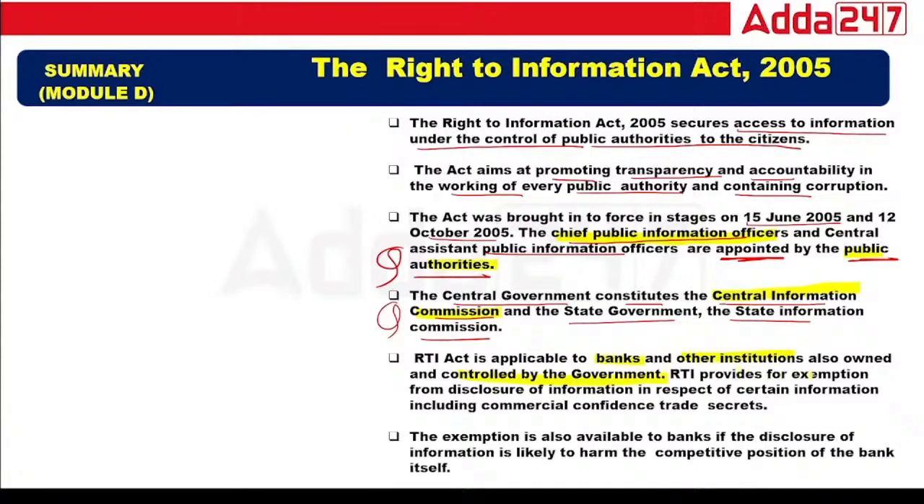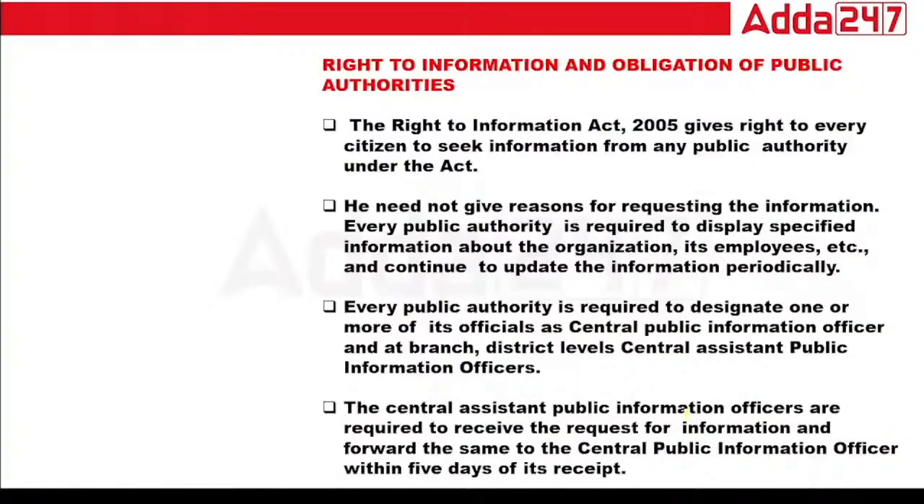And RTI provides exemption. It means we cannot ask for disclosure of certain information, including commercial confidence and trade secrets. Exemption is also available to banks. RTI gives every citizen the right to seek information from any public authority under this Act. He need not give a reason for requesting the information. It means if Nikita ma'am is asking a question, she does not have to give a reason why she is asking.